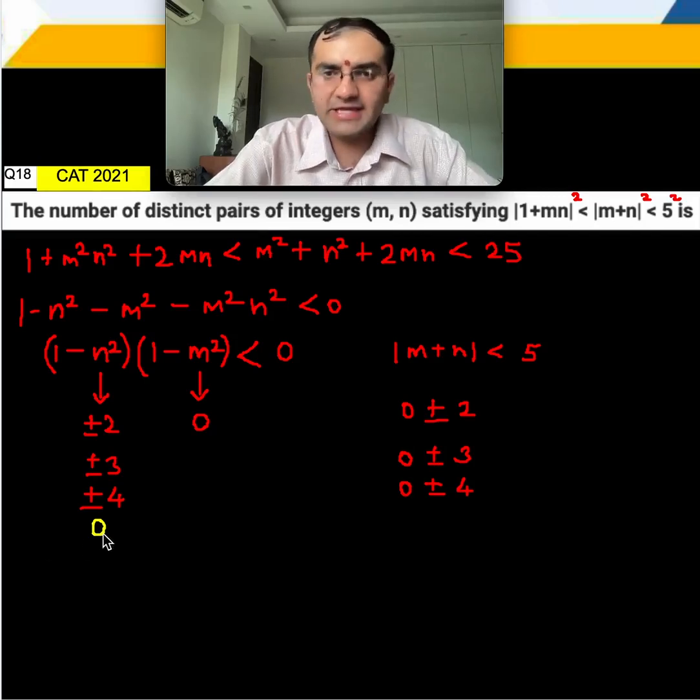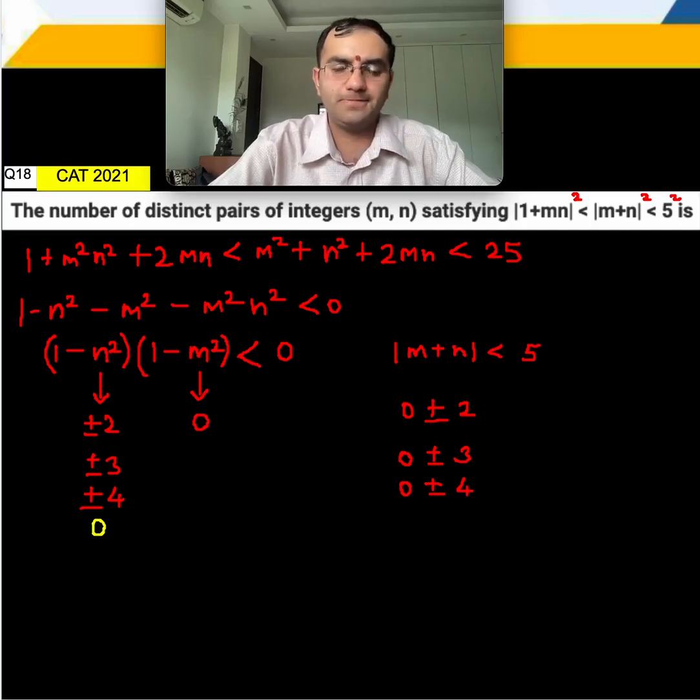Let us put n equal to 0 now. So 1 minus 0 is positive. 1 into this bracket should now be negative. Positive into negative will now be less than 0.